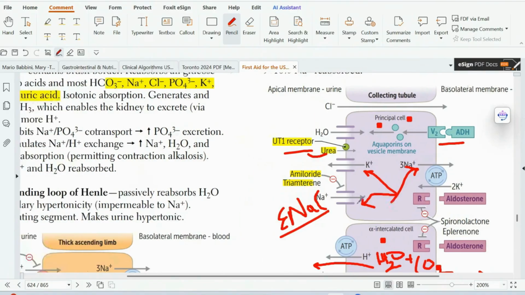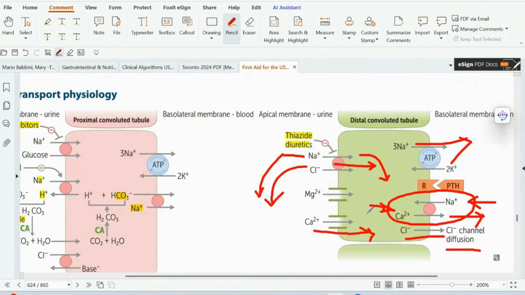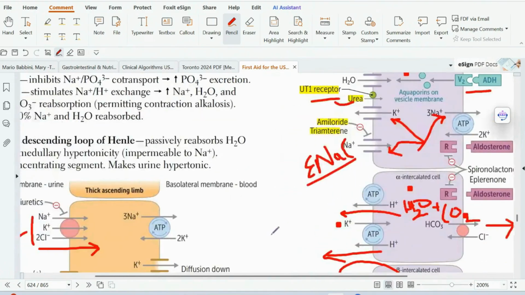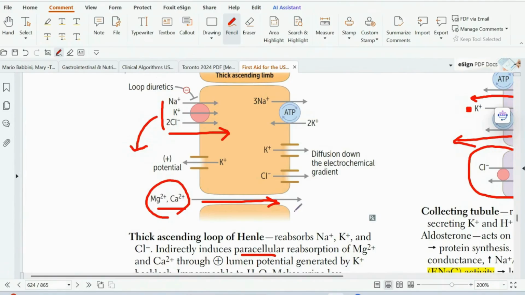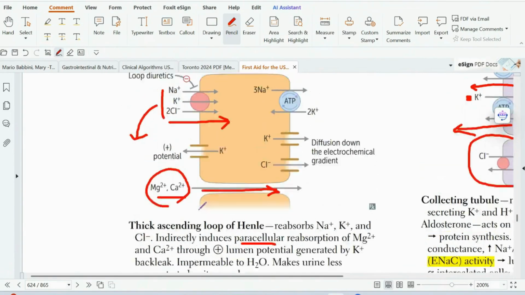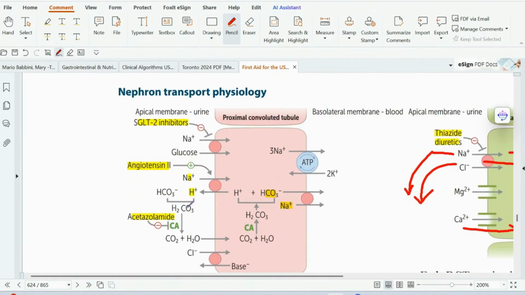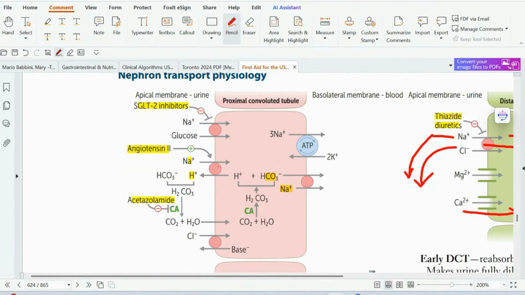So transcellularly, magnesium and calcium can be absorbed through this mechanism in the DCT. When it comes to the TAL, it's usually paracellular. Usually this isn't very good, it's not very great, but it can be achieved. And then the last one: everything is going to be absorbed by the PCT, glucose, sodium, amino acids, everything. Even a lot of bicarbonate is going to be absorbed.